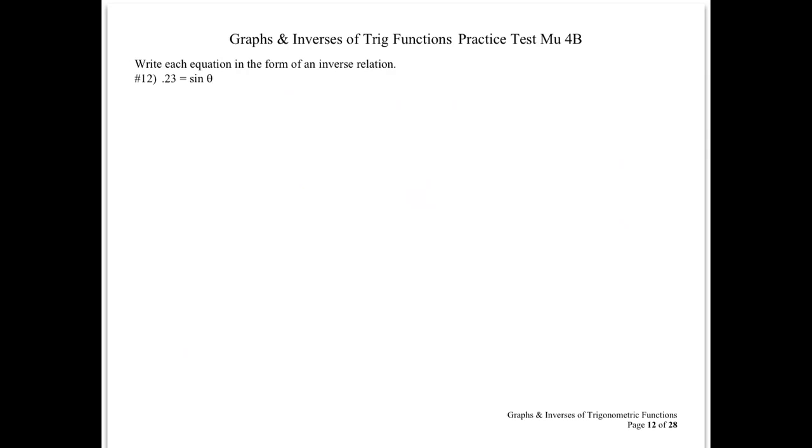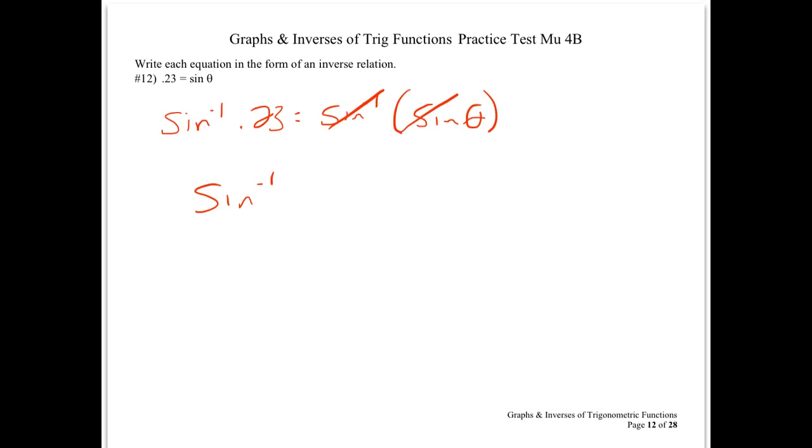Write each equation in the form of an inverse relation. Well, the inverse of sine is sine inverse. If we do that to the left side, and we do that to the right side, on the right side, the inverse relations cancel, so we get sine inverse of 0.23 equals theta.